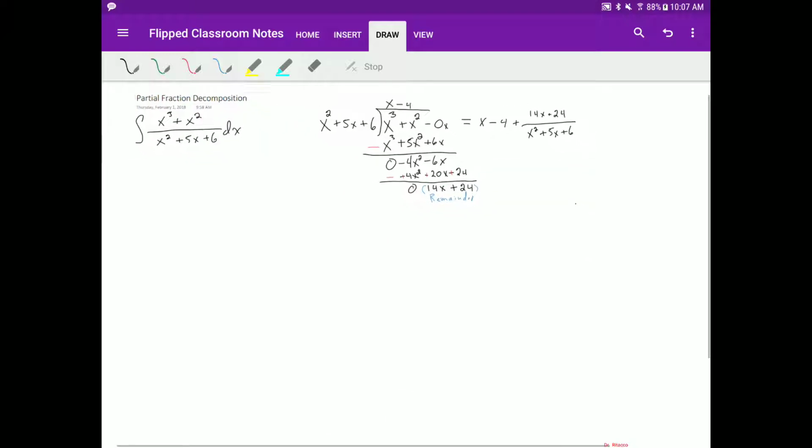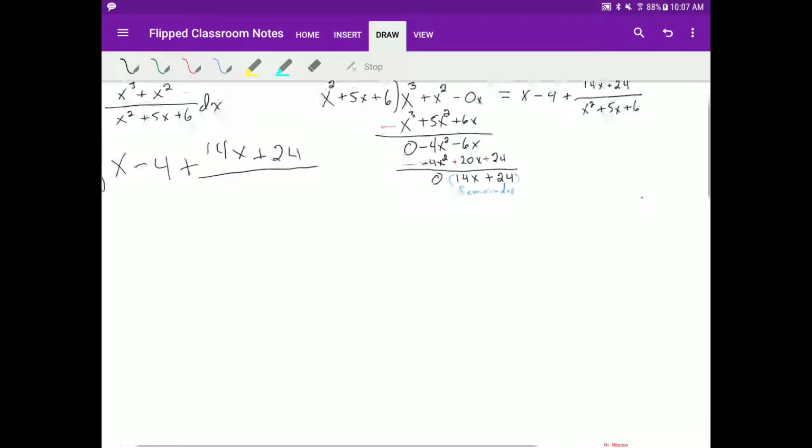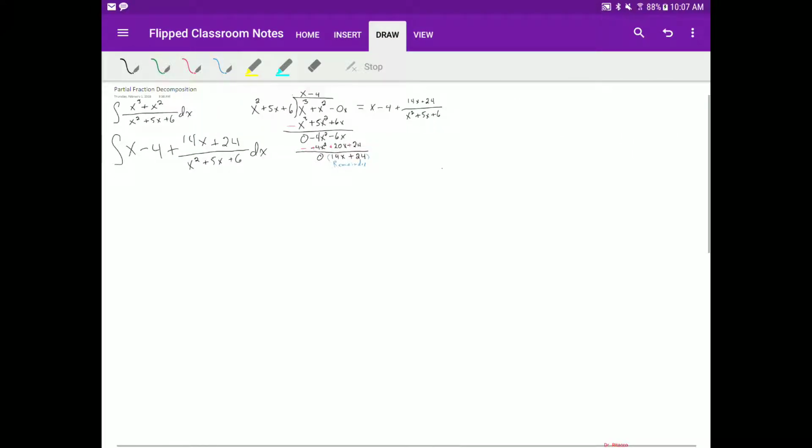So now what we can do is turn this integral over here into that. We're going to take the integral of x minus 4 plus 14x plus 24 over x squared plus 5x plus 6 dx. Now you can see we're closer. So now we've got an x and a 4 in there, and those are both things we can take an integral of. So now we need to do something with the 14x plus 24. Let's start with that over here.